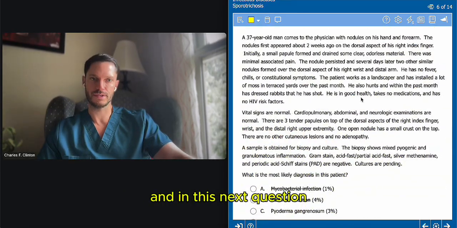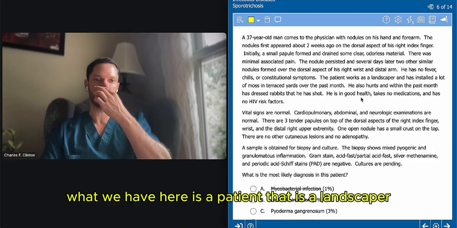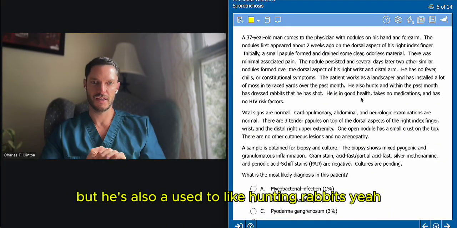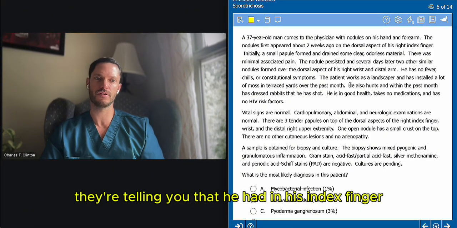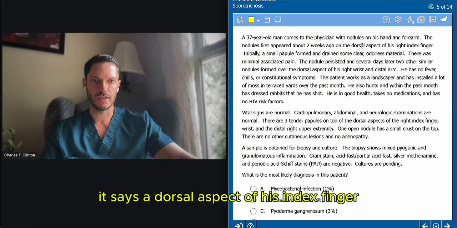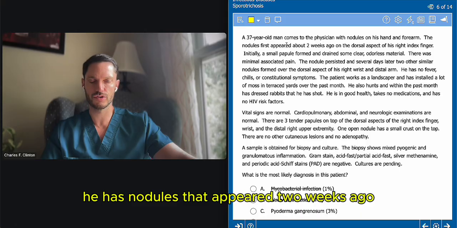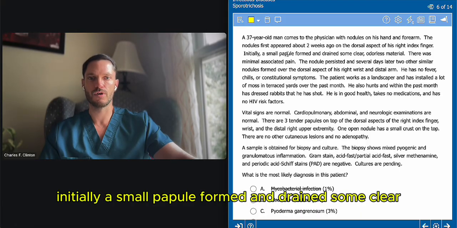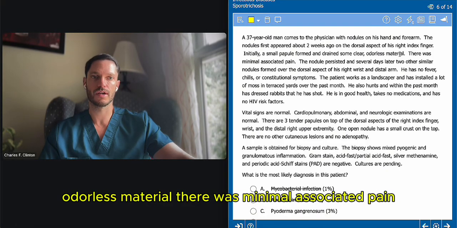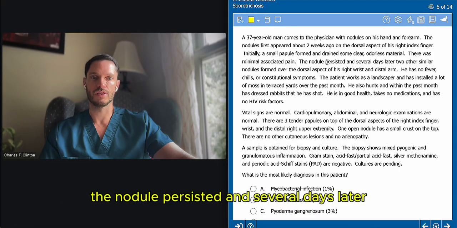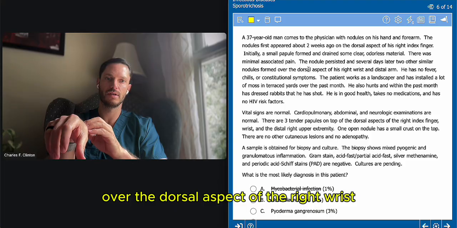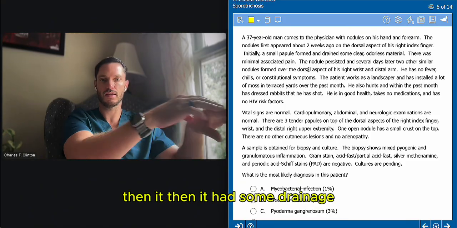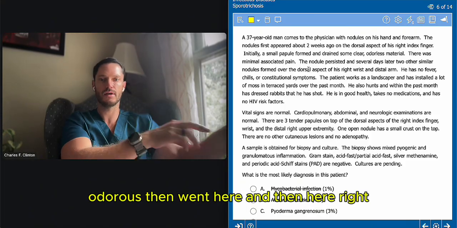And in this next question, what we have here is a patient that is a landscaper, but he's also used to hunting rabbits, yeah? So they're just trying to mix things up for you, make it difficult. They're telling you that on the dorsal aspect of his index finger, he has nodules that appeared 2 weeks ago. Initially, a small papule formed and drained some clear, odorless material. There was minimal associated pain. The nodule persisted, and several days later, 2 other similar nodules formed over the dorsal aspect of the right wrist and distal arm. So it started here, then it had some drainage, odorless, then went here, and then here, right?